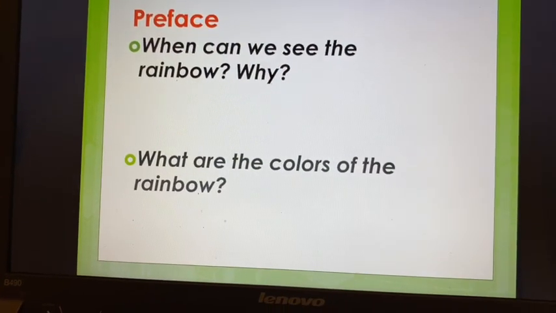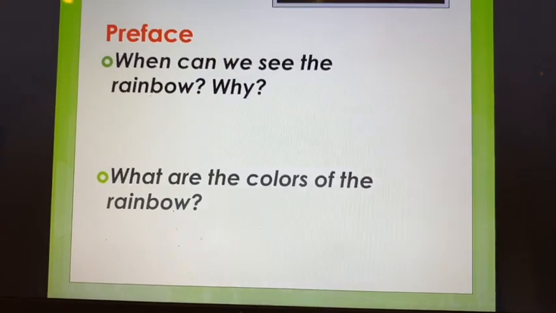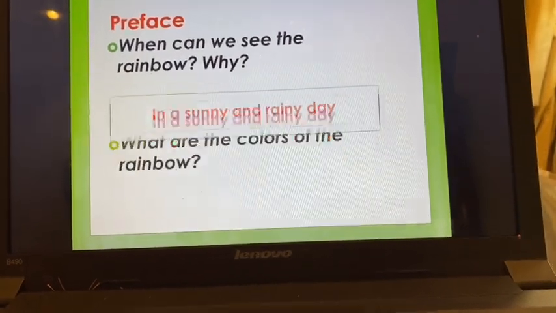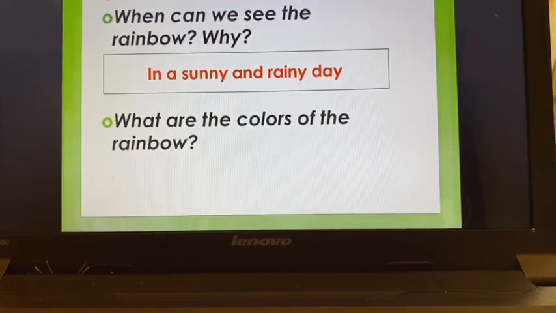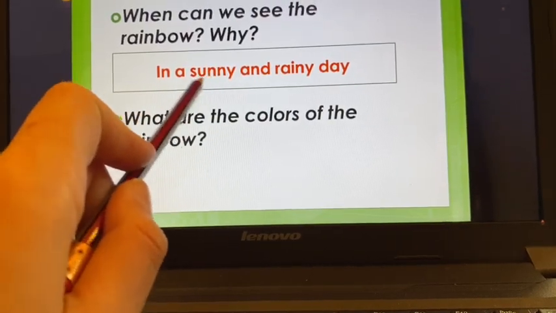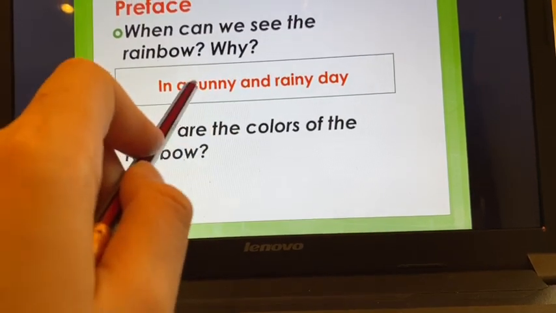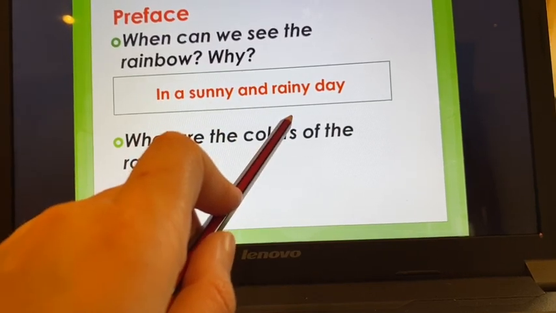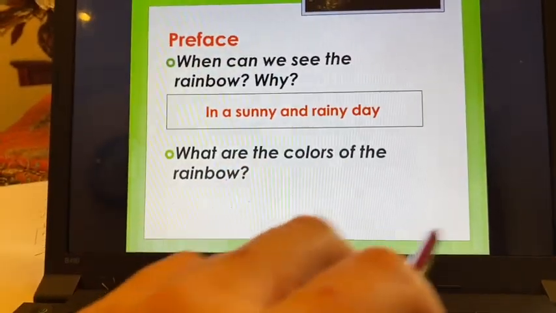Okay, let us start answering these questions. When can you see the rainbow? I'm sure all of you saw the rainbow. When did you see it? And why? Now we can see it on a sunny and rainy day. Because the sun gives light, and the light will hit the drops of rain and enter the water, so it will refract. We will talk about this today in detail.